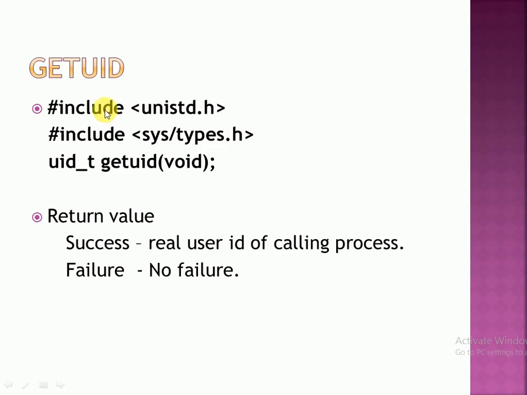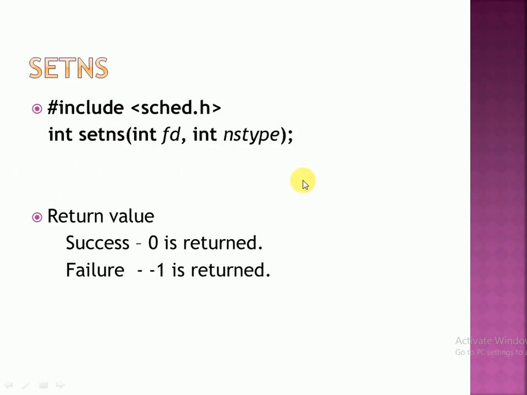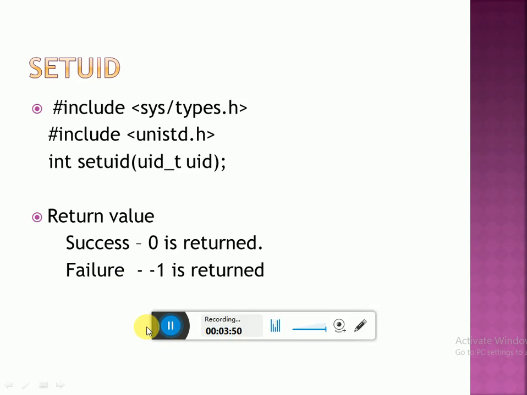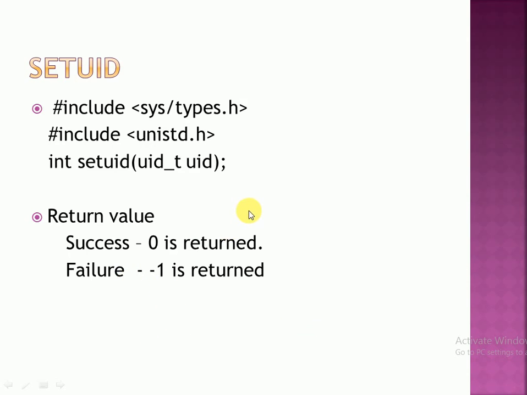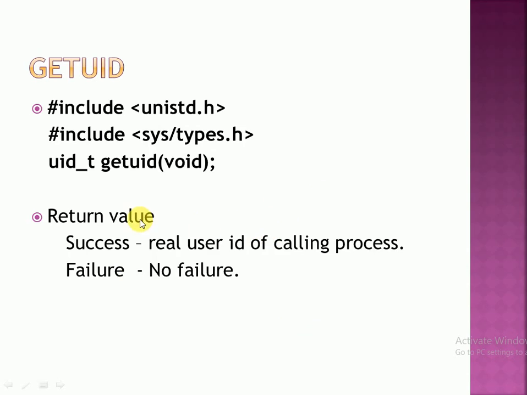Getuid. This is the same as setuid. This returns the real user ID of the calling process, and there is no failure for this system call. This is the syntax for getuid. This returns the real user ID of the calling process.